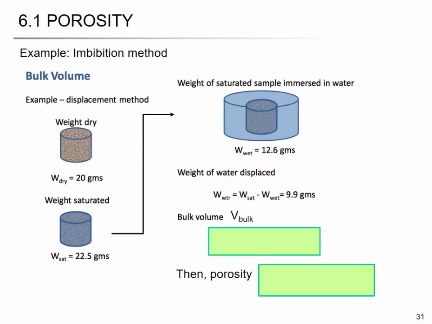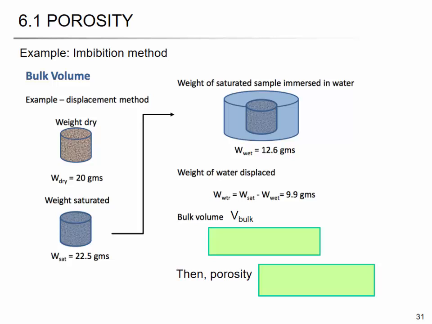So the example is that here, you have a dry sample whose mass is 20 grams, and you immerse it in water, and then you take out the sample which is saturated, and maybe you just wipe it with a paper towel, and then you measure it. Then it will give you the saturated mass. Saturated mass here is 22.5 grams.